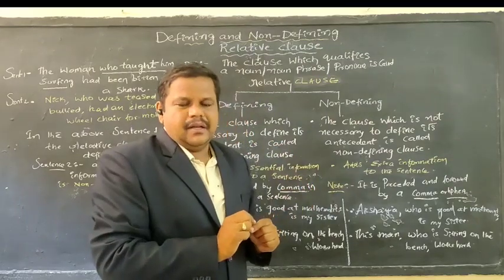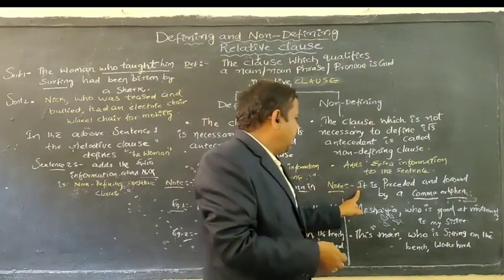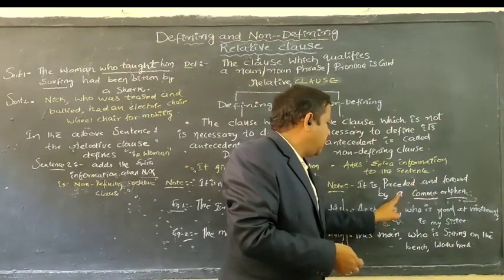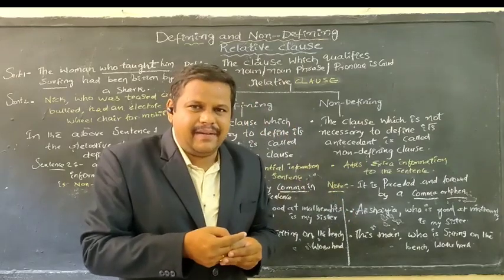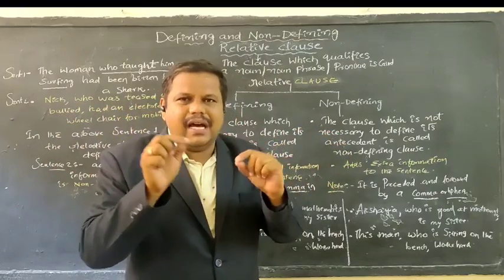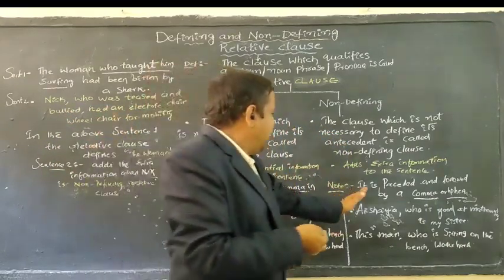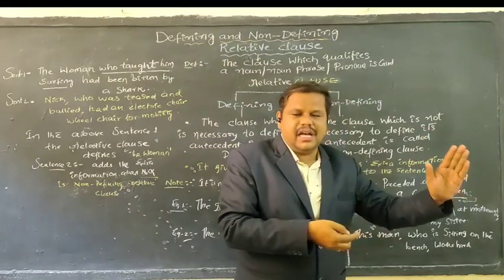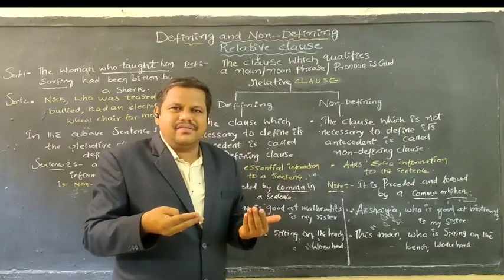Specifically, to identify the non-defining relative clause, it is preceded by and followed by a comma. Especially, we can see that the sentence contains commas in between. It can have commas, or a hyphen. So, see a few examples and we'll understand.